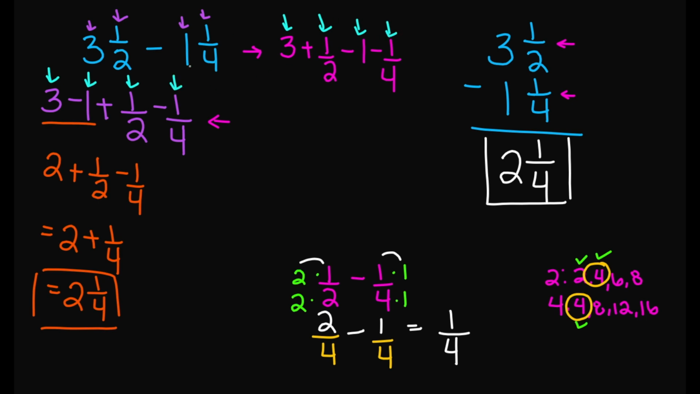So these are two separate ways. If you want to expand, this is how it would look. And then you'll do the same thing. You're going to subtract 3 minus 1. This is going to equal 2. And then you'll be left with 1/2 minus 1/4. And we solved it here. So 2 1/4 is what you'll also get as well.